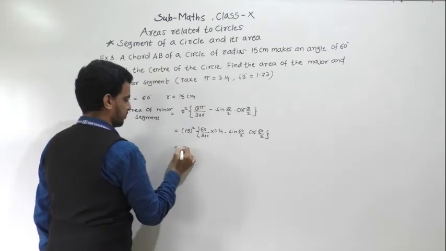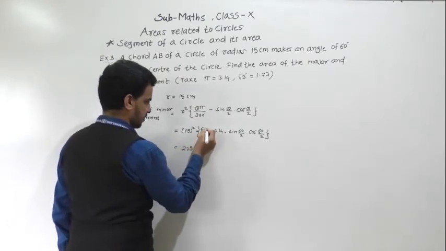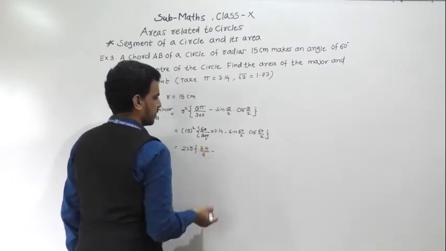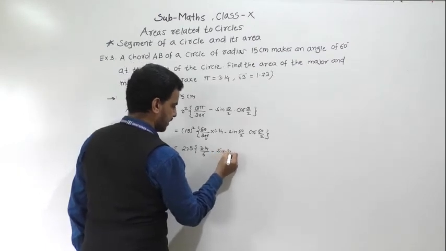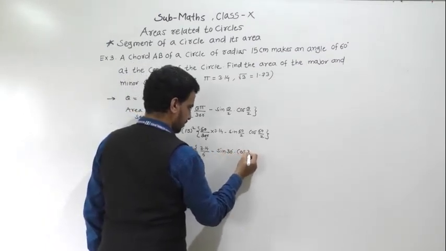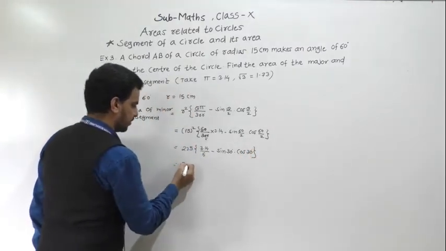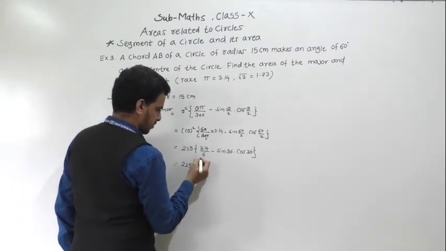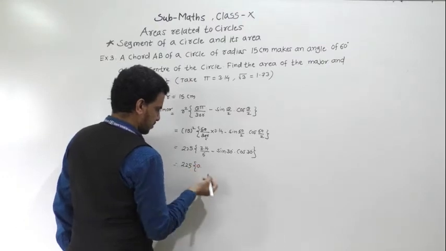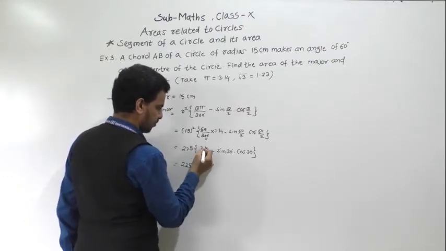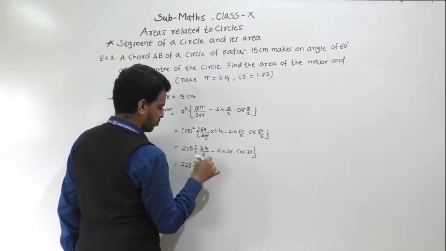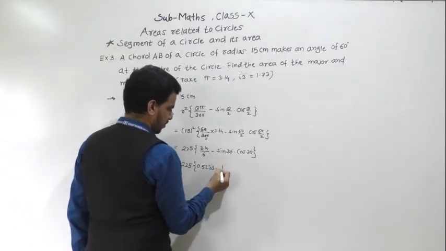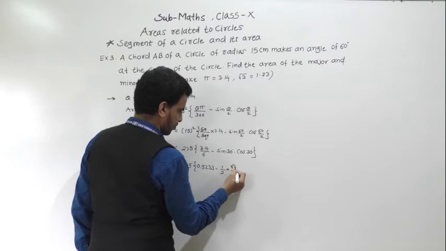Okay, so 15 square, that is 225, 60 degrees over 360 is 1 by 6, so 3.14 upon 6 minus sine 60 by 2, that is sine 30 degree into cos 30 degree. Okay, so 225, this is 3.14 upon 6, that is, if you divide this by 6, 6 5s are 30, 1 remain 14, 6 2s are 12, 2 remain 20, 6 3s are 18. Okay, so minus sine 30, 1 by 2, cos 30, root 3 by 2.